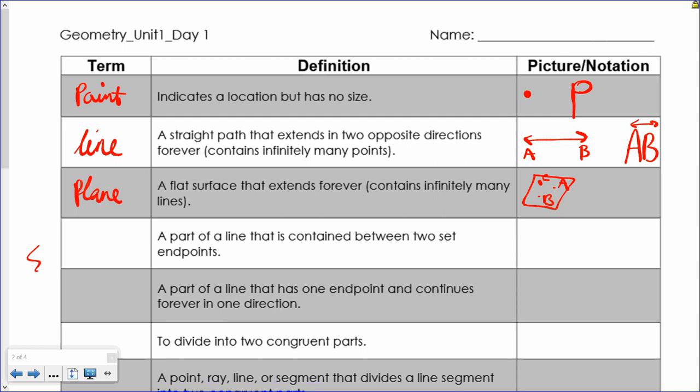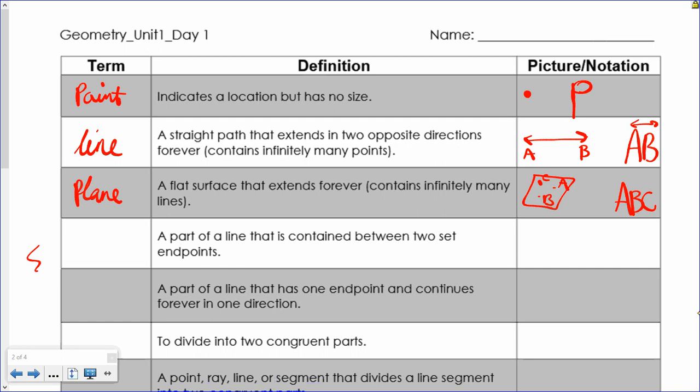A line has to have at least 2. A plane has to have at least 3. How do you think I would name the plane the same way that I did for the line? Anybody have an idea? ABC. There's no extra symbol. You just write 3 letters and that's good. You could also use 4 letters if they give you 4 points, but the minimum number of letters you need for the name is 3.